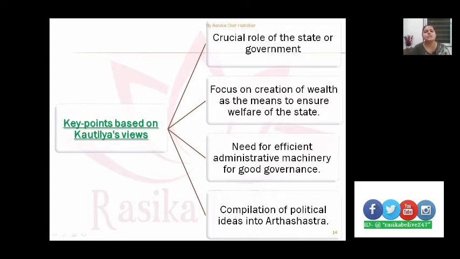The third point, need for efficient administrative machinery for good governance. If we use it properly and have an efficient administration, then the governance we get will be of very good quality. It will be governed by people in a very right way. So you have to take care that our administrative part also stays very smooth and efficient.